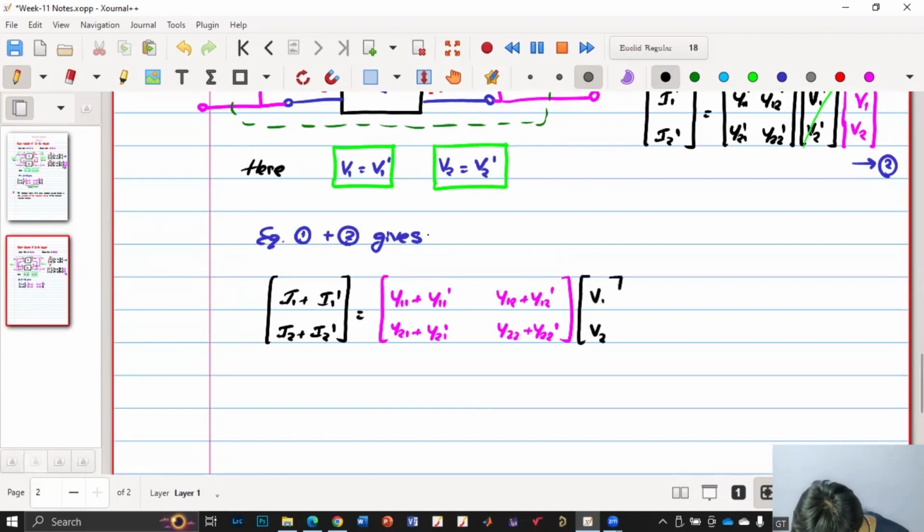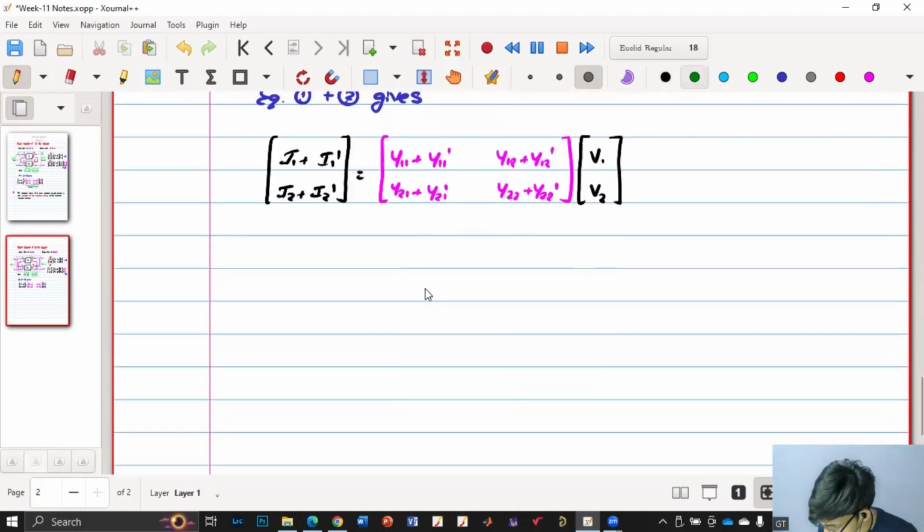So this is the admittance matrix. Previously we got impedance matrix. So now in this case, we got admittance matrix.